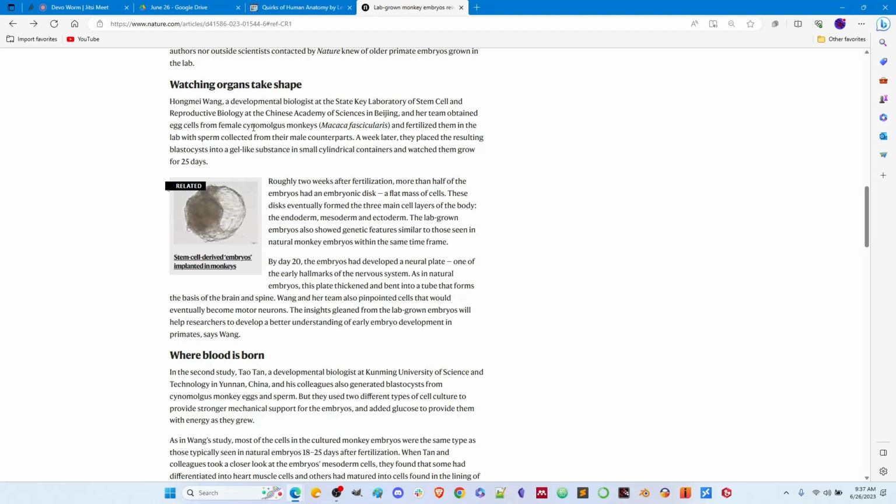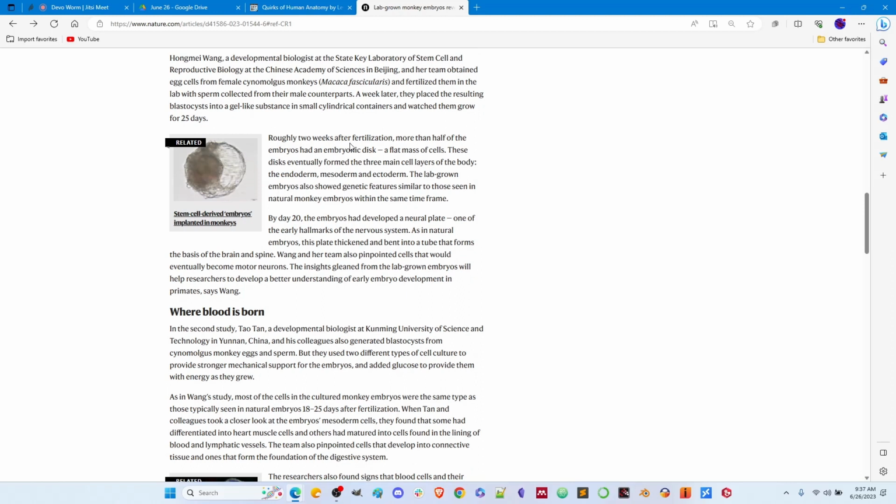So they obtained egg cells and fertilized them in the lab with sperm collected from their male counterparts. A week later, they placed the resulting blastocysts into a gel-like substance in small cylindrical containers and watched them grow for 25 days. About 2 weeks after fertilization, more than half of the embryos had an embryonic disc, or a flat mass of cells. These discs eventually form the three main layers of the body.